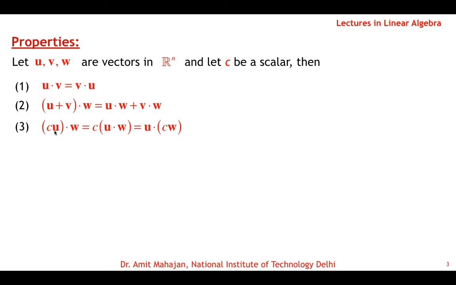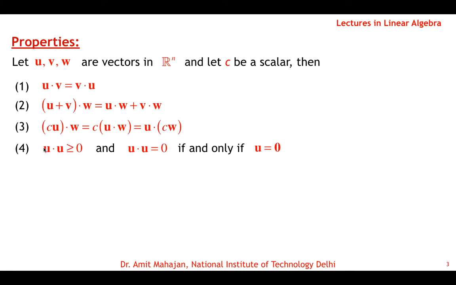Third is that you scale a vector and then take the inner product, or you scale the second vector and then take the inner product with the first, or you take the inner product first and then you multiply with the same scalar. Okay, so either way it gives the same value.